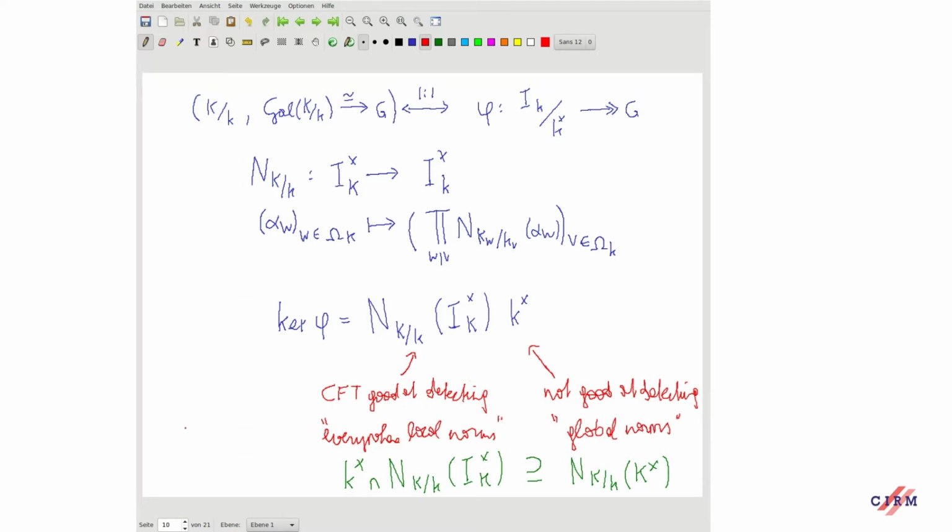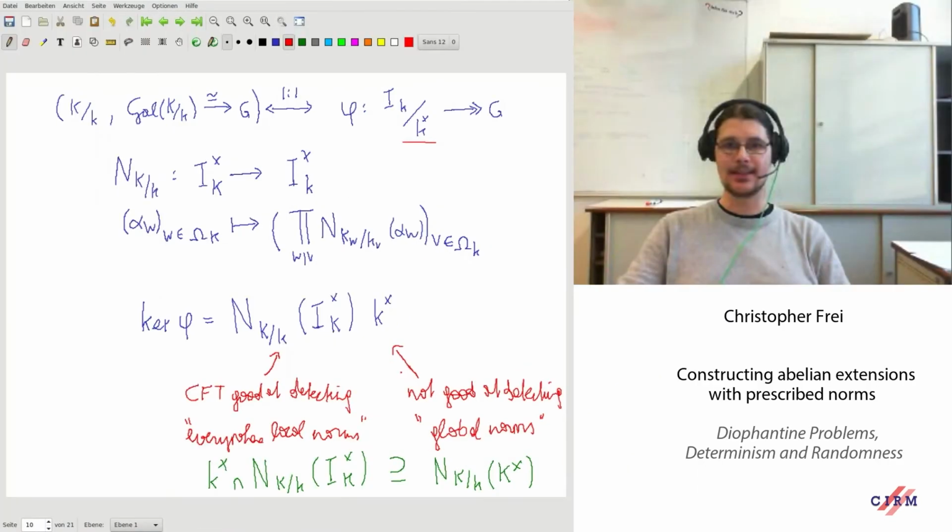The good news for our problem is that classical theory is very good at detecting norms, or to be more precise, everywhere local norms. So that's just elements in here that are norms of ideals. On the other hand, since everything happens modulo the actual global field that you're interested in, the bad news is that classical theory is not good at detecting global norms, because everything that's global is sort of getting modded out.